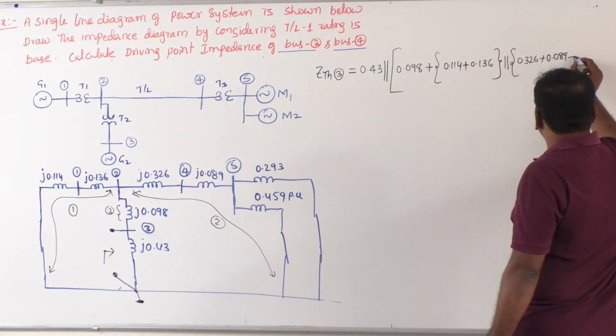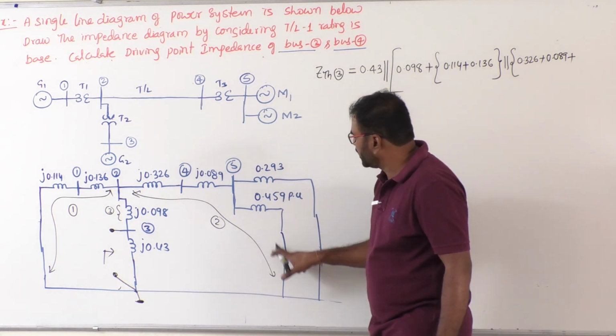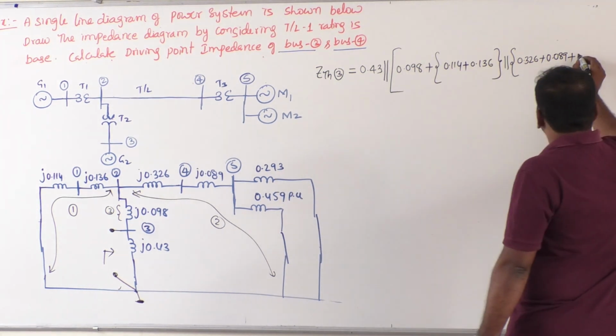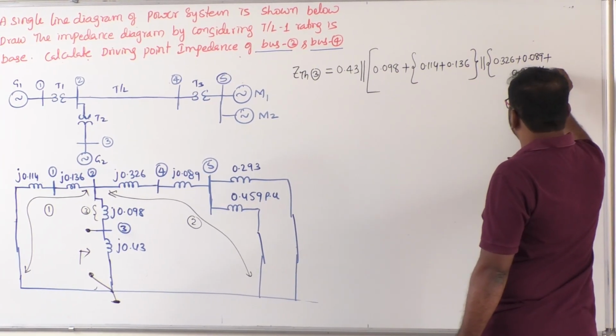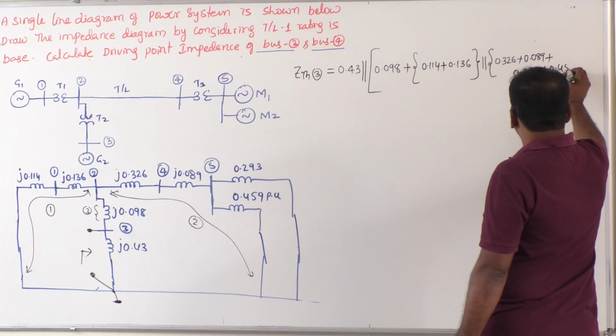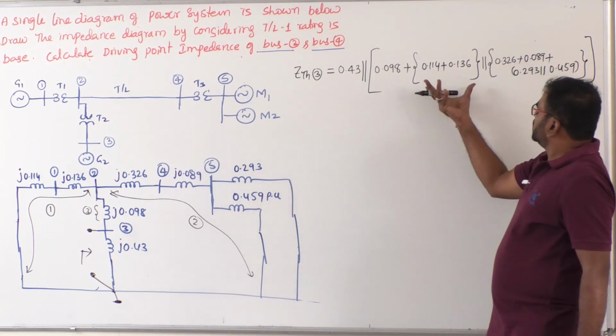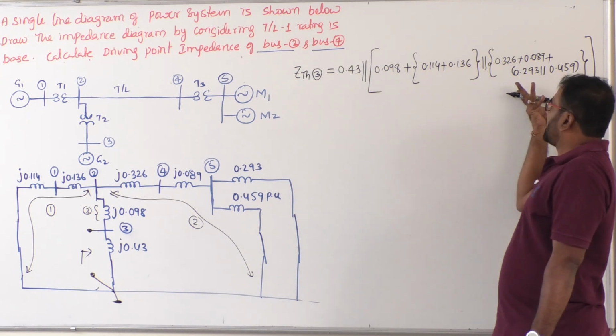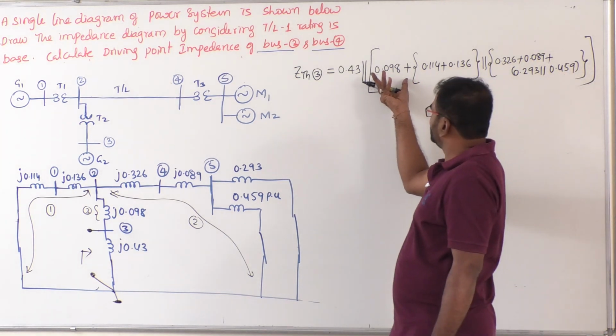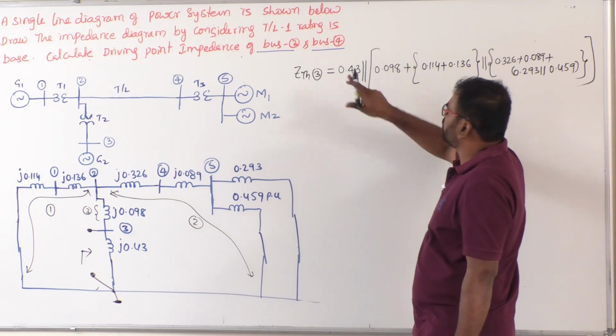Then after that is in series with what? Parallel combination of these two, means 0.293 parallelly combined with 0.459. So this is section 1 and section 2. Section 1 and section 2 are in parallel, that is in series with what? Section 3. The whole thing is in parallel with 0.43.